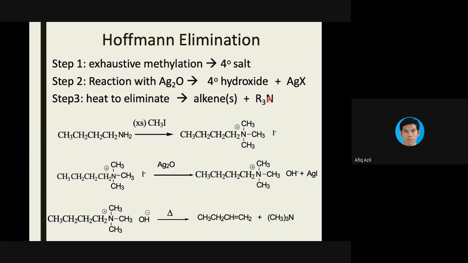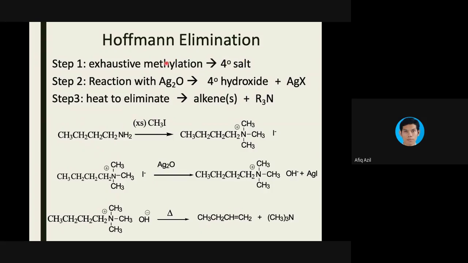So the N will be removed altogether from what you call the starting material. Okay, so your starting material in this case is a primary amine. You want to remove the nitrogen altogether, so you have to undergo this Hofmann elimination, in which the product will be an alkene.